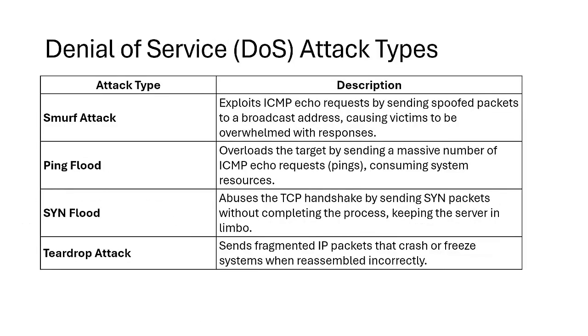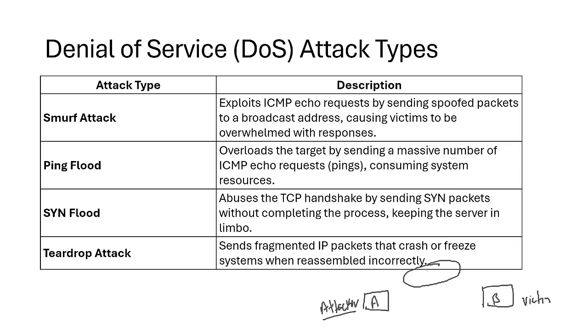Then we have the Smurf attack, very, very important. A Smurf attack is a DDoS attack. If you go by the description, it says it exploits the ICMP echo request by sending a spoofed packet to a broadcast address. What does that mean? Suppose this is my system A. A is the attacker, and his target is B. His target is B, or you can say the victim.